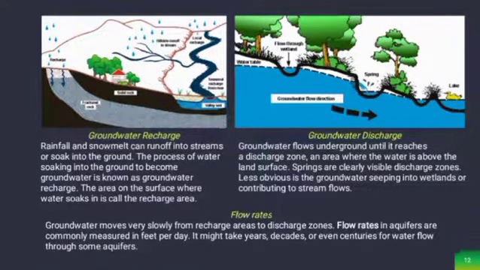So their flow rates: groundwater moves very slowly from recharge areas to discharge zones. Flow rates in aquifers are commonly measured in feet per day. It may take years, decades, or even centuries for water to flow through some aquifers.